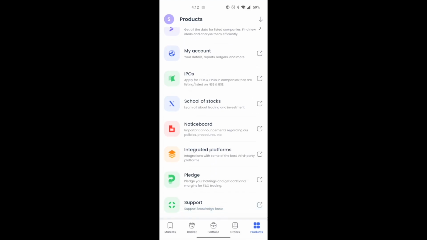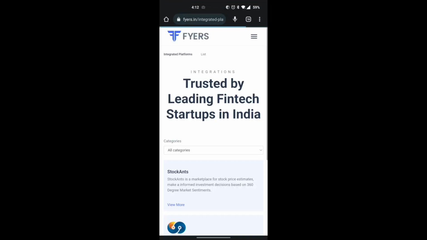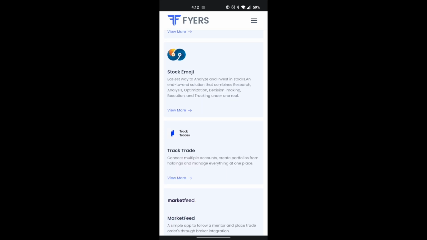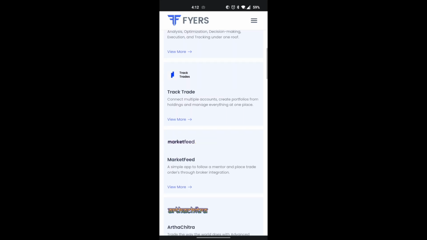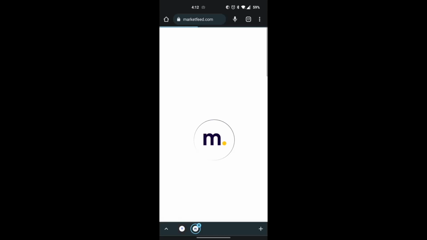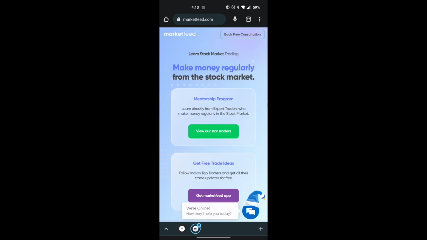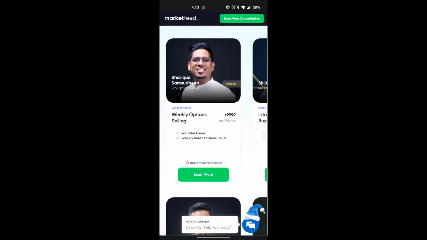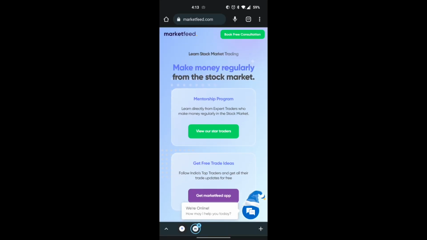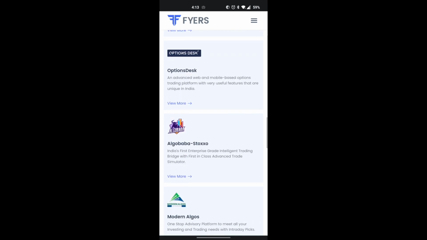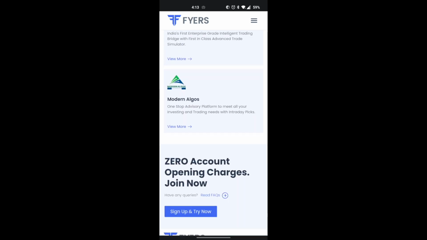And let us go through the integrated platforms. So a platform is something very, very important here. You can track and trade by somebody's account, market feed by Sharik Shamsuddin. We can see here, let's say if you open, you can copy this trade. In future, I believe you can copy the entire mentorship programs and the trades which they are doing. Automatically you will be able to identify the trades and execute the trades from Fyers. So similar to this, you will be able to go through all these integrated platforms for your reference.